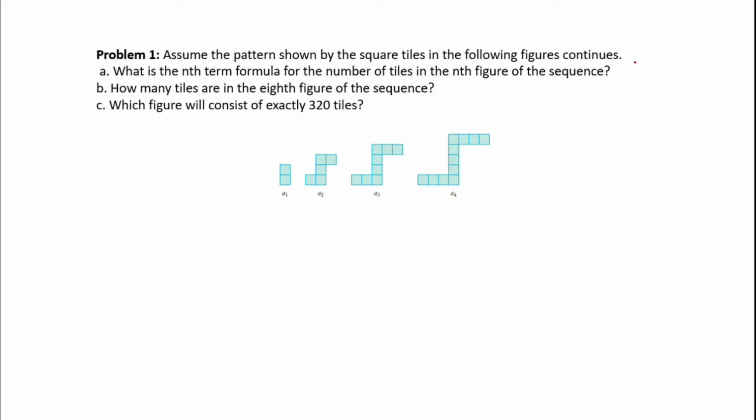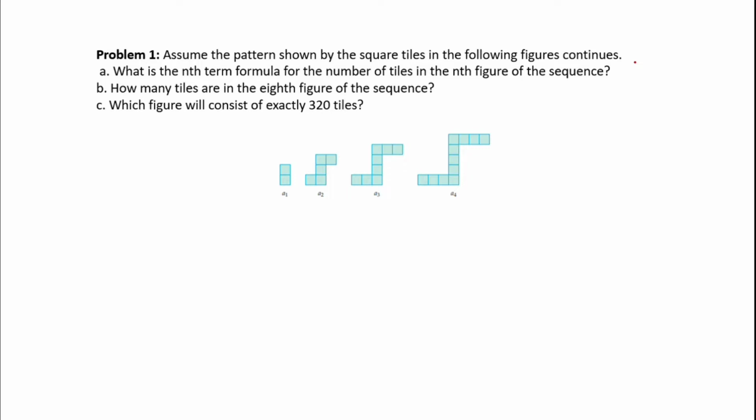Assume the pattern shown by the square tiles in the following figure continues. First, what is the n-term formula for the number of tiles in the nth figure of the sequence? Second, how many tiles are there in the 8th figure of the sequence? And letter C, which figure will consist of exactly 320 tiles?